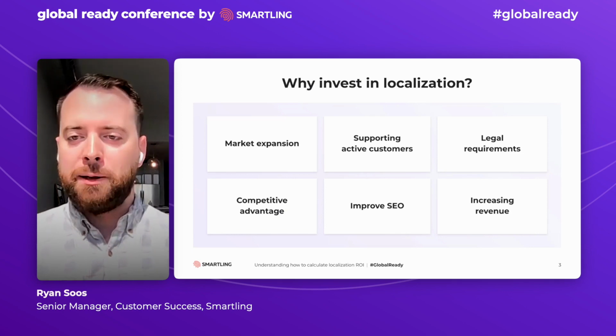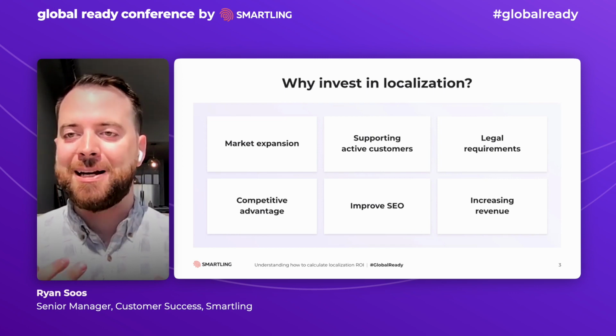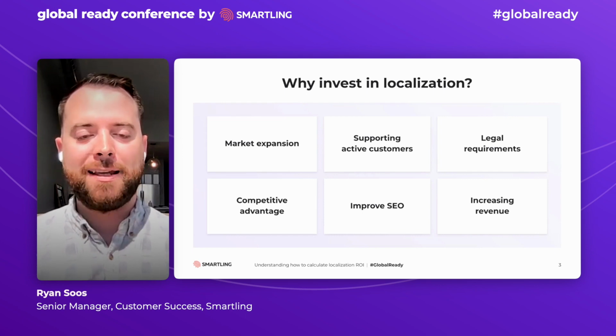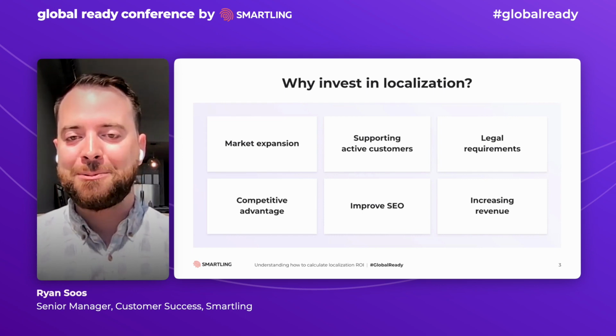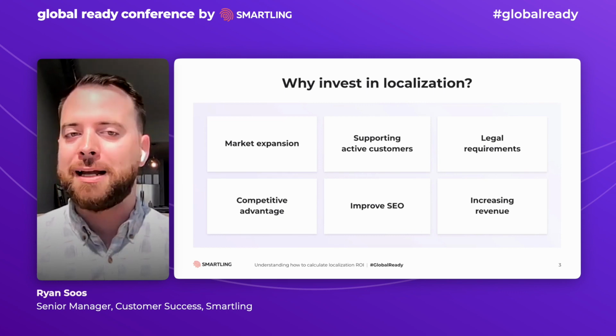Speaking of reaping benefits, why do we invest in localization? Probably the biggest reason that you'll hear from C-suite is to increase revenue. All the CROs on Global Ready right now are probably nodding their heads. This is what we want to do. This is why we enter new markets. This is why we get those competitive advantages and want to improve our SEO to increase the bottom line.